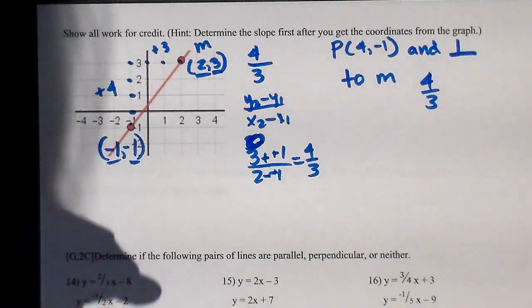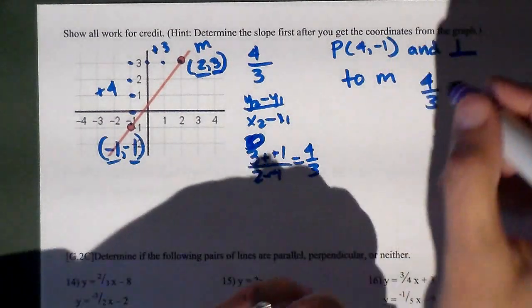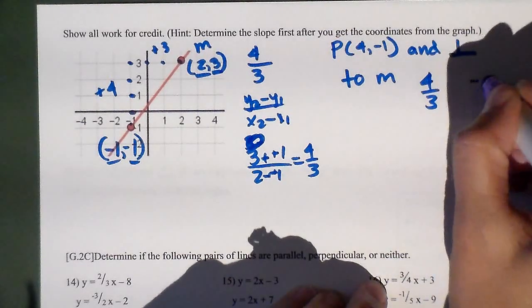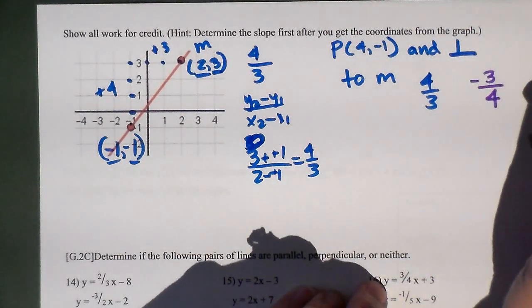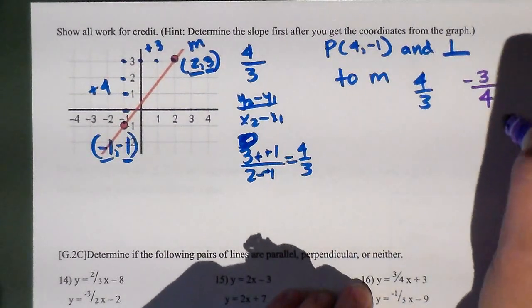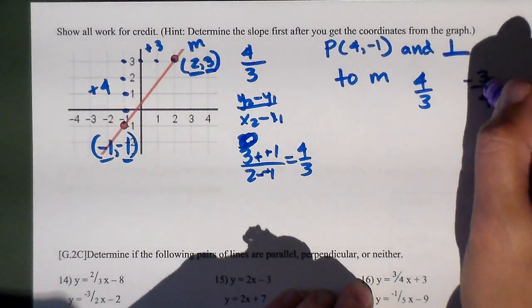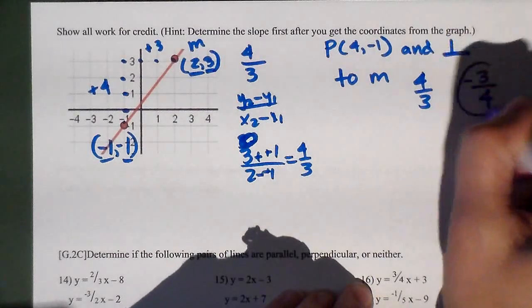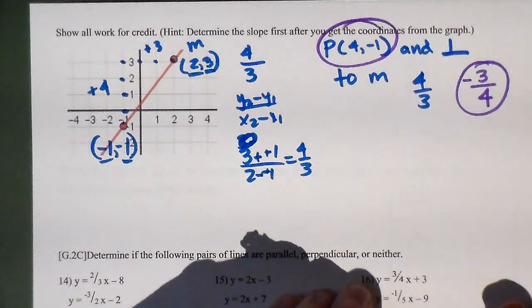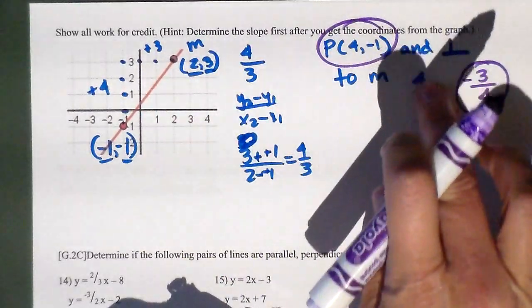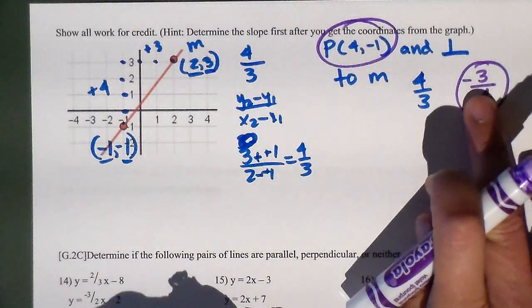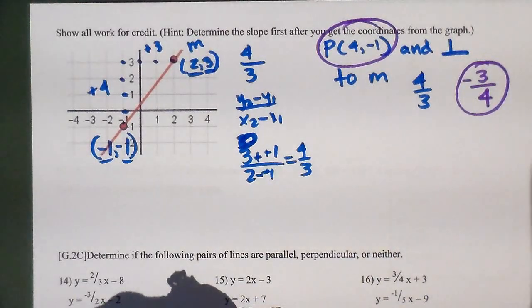Okay, so we want opposite reciprocals. So the opposite reciprocal would be -3/4. Okay, -3/4. So I've got opposite and I've got flip. So I'm going to use this slope and this point to find my equation. Again, I'm looking for a line that's perpendicular to that one. That one has a slope of 4/3, so I'm looking for a line that has a slope of -3/4. Some of you guys forgot to flip it.